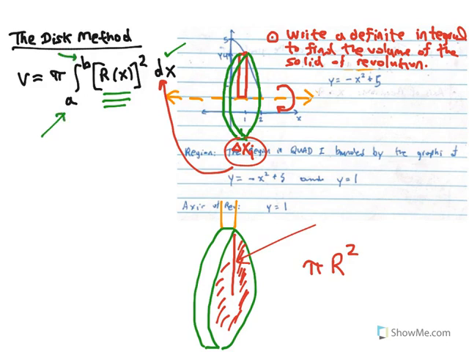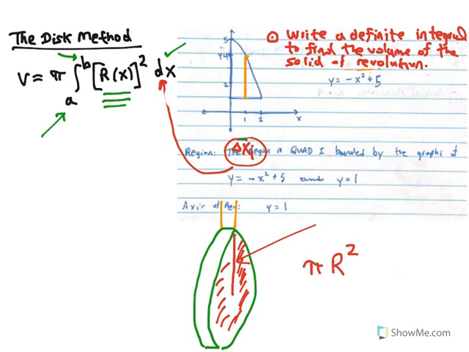Our integrand has to be a function of x because we're integrating with respect to x. And it has to give us the radius of a particular disk. So let me draw that using gold ink so that it stands out a little bit. So here's going to be a vertical line segment. And that vertical line segment is, in fact, going to give us the radius of a particular disk.